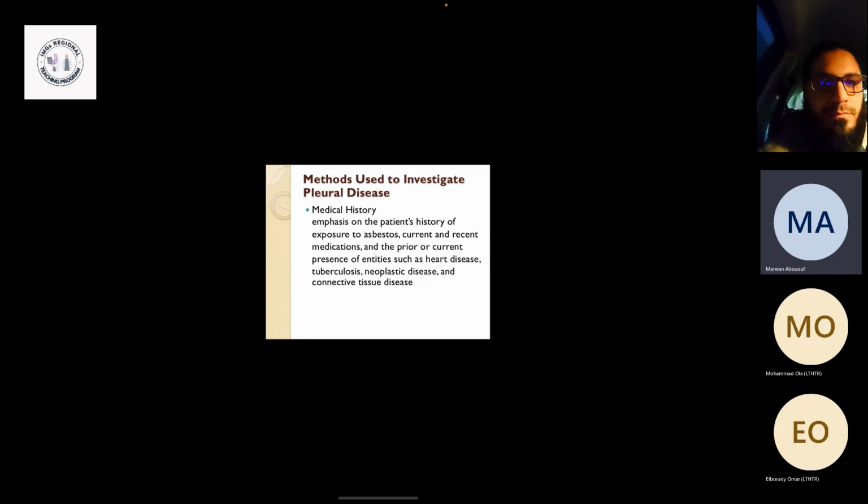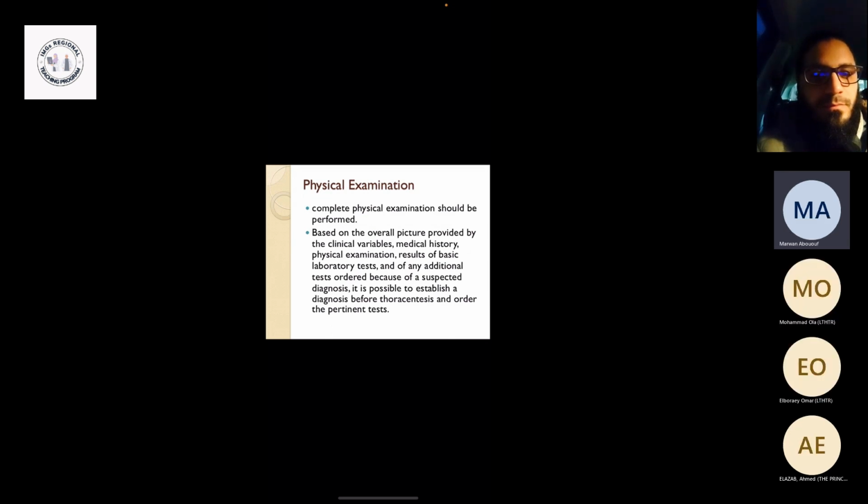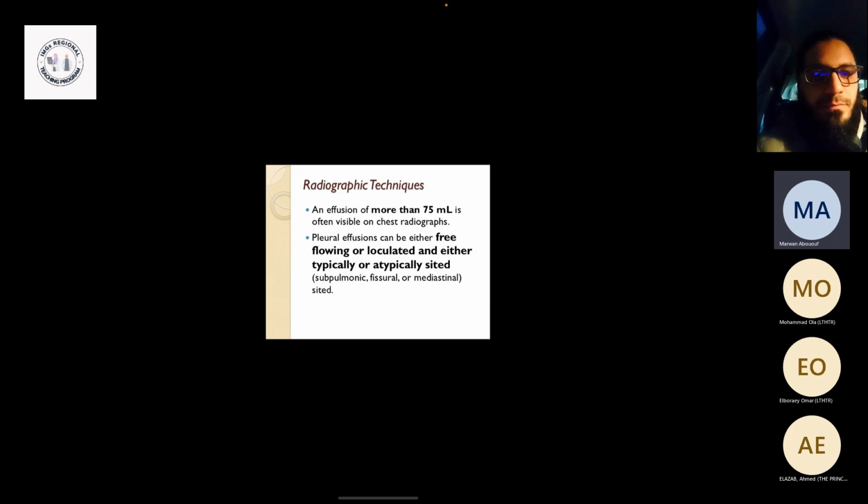The overall picture provided by the clinical variables, the medical history, the physical examination, and the results of the tests may give a general idea of the presence of pleural effusion. Radiographic technique: any effusion of more than 75 millimeters is visible on chest radiograph. Pleural effusion may be free flowing, like that present with transudative pleural effusions, or loculated. We will talk about that in detail as we go through.